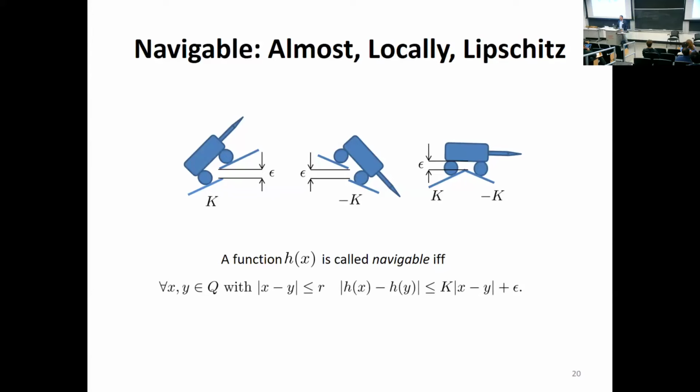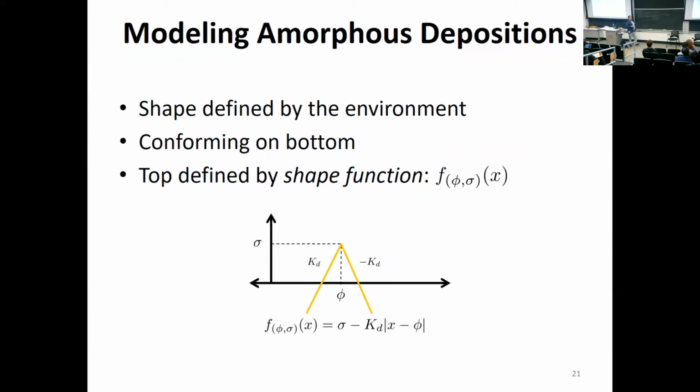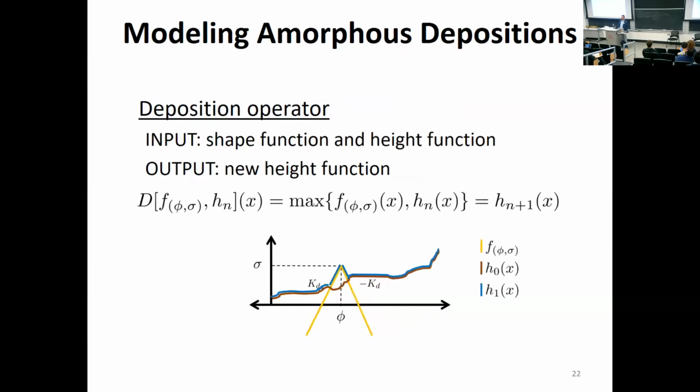So then the last thing is what these modifications look like. This started out as robots squirting polyurethane foam into the world. So we call these amorphous depositions because the robot decides the top of what it's building, but the bottom is totally determined by the environment. One way of doing that is that the robot gets to decide these two parameters for an upside down cone, the location and height. This is the robot's choice on building something. And then we have a deposition operator that's the max of the function that the robot chose and the terrain. And that then becomes my new H n plus 1.